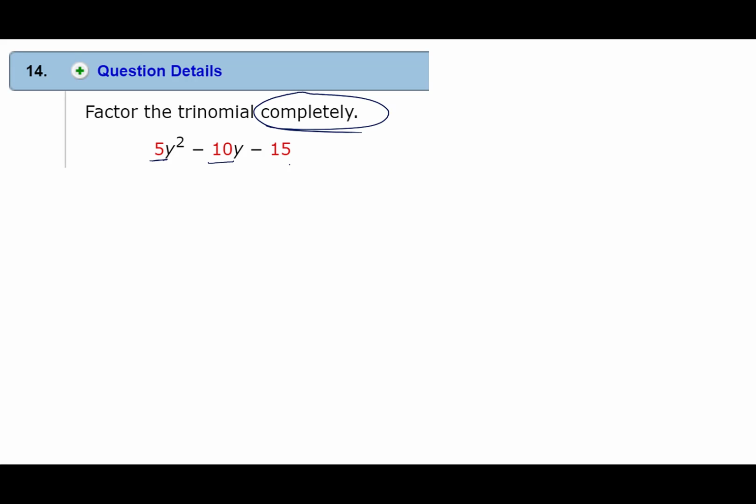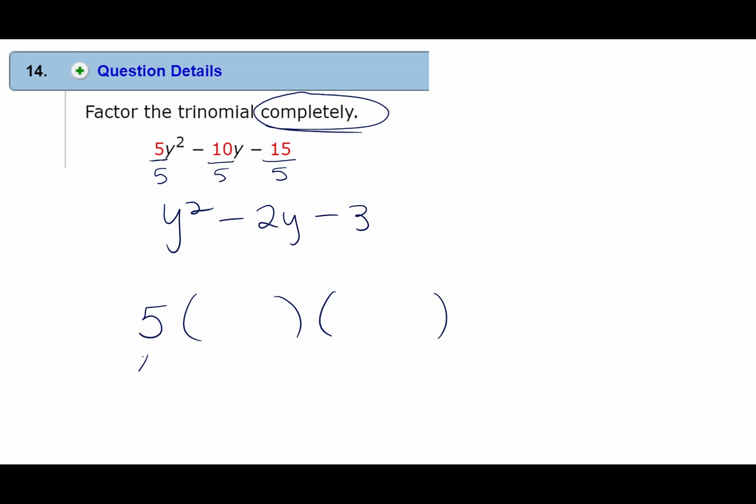And we have a coefficient of negative 10, a coefficient of negative 15. All of those numbers are divisible by 5. And so let's divide by a 5 first. We get y squared minus 2y minus 3. And so when we go to set our answer, we'll still put the two sets of parentheses. I want you to put the 5 on the outside of the first parenthesis. That's our GCF, and that does need to be part of the answer.